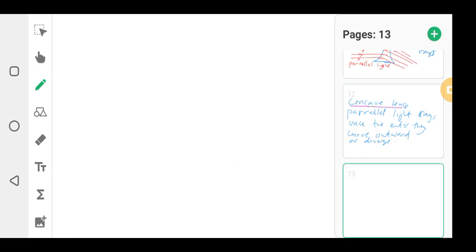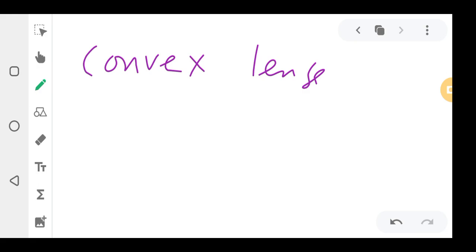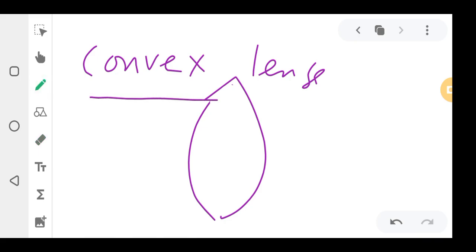And then what about the convex lens? We were looking at the concave. Now what about convex? So for the convex lens, it's also the same thing, guys. The convex lens also operates in a similar manner. Convex lens looks like that. So when parallel light enters, it doesn't diverge.